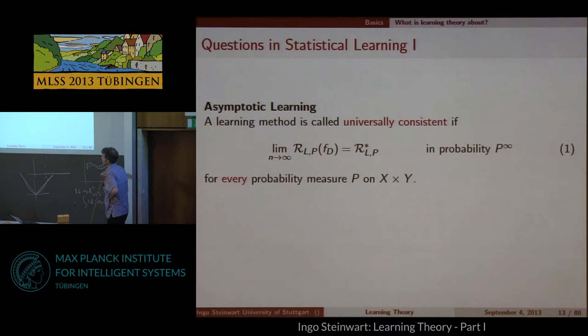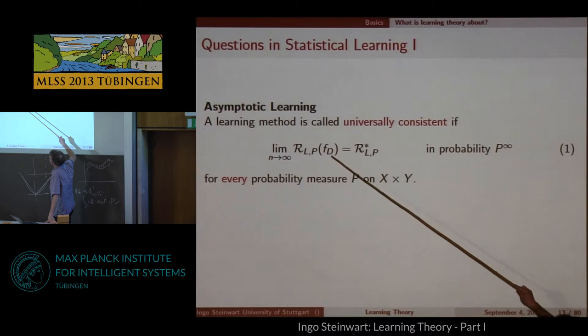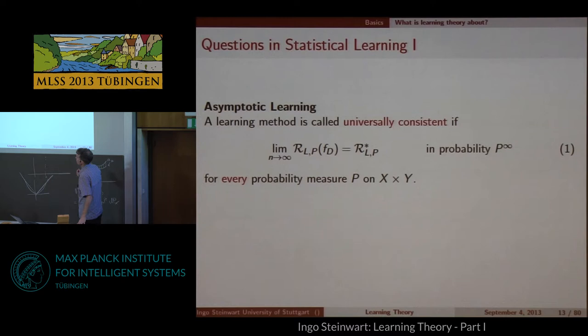Now, at the very beginning, we said that we don't know the distribution P. And in order to make sure that for a very particular situation, our learning algorithm actually works well, we need to require that this limit relation holds for every probability measure P. Why? Because if this is true for all probability measures, then it is definitely also true for this very particular situation we are in.